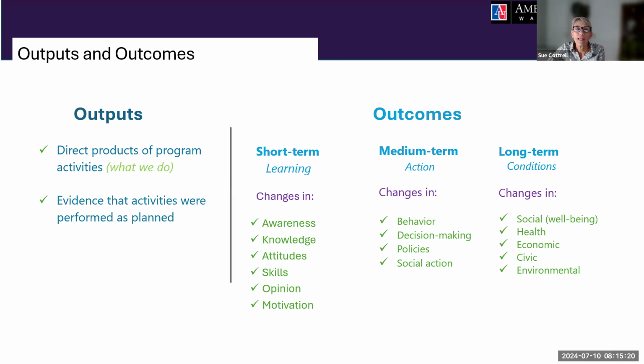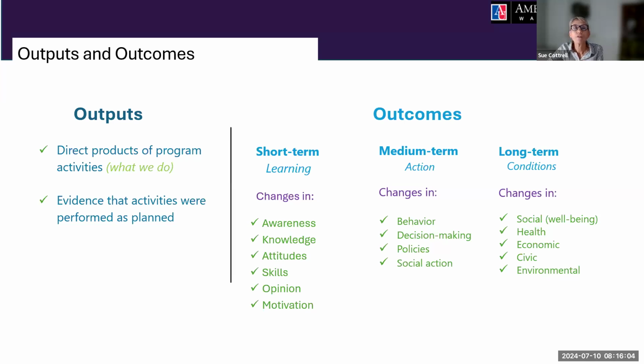What are outputs and outcomes, and what's the difference? Outputs are the direct products of the program activities, what we do. So the workshop, for example, this workshop, an output is that the workshop was conducted. Number of sessions, how many workshops are conducted, how many people attended, how often they attended. Those are different outputs. They're pretty easy to see because they are directly related to the activities that you do, and you have control over those. They're evidence that the activities were performed as planned.